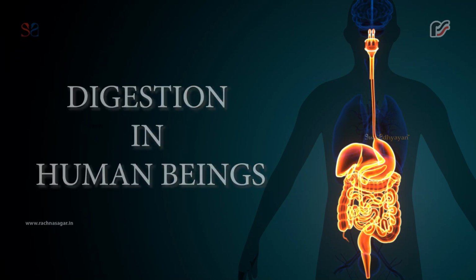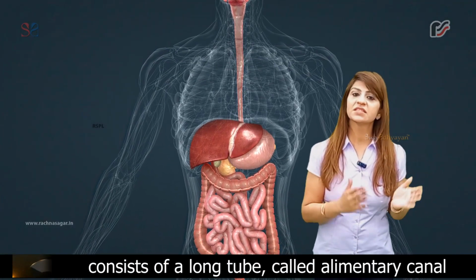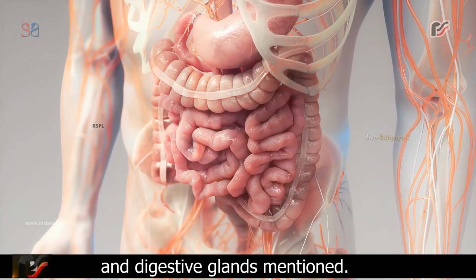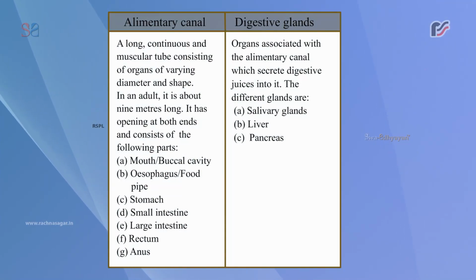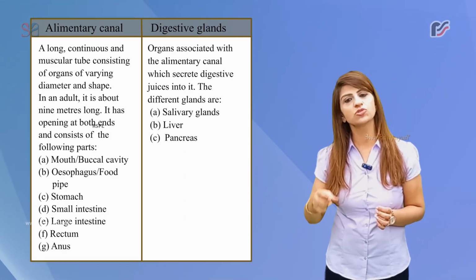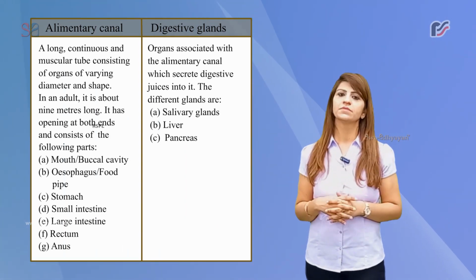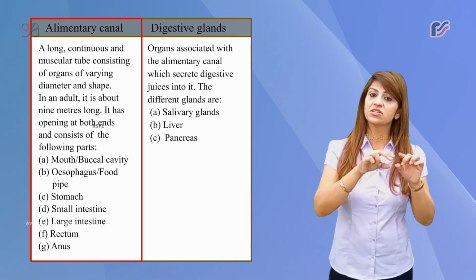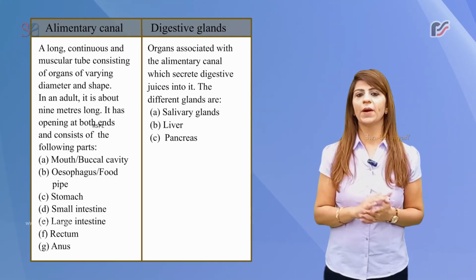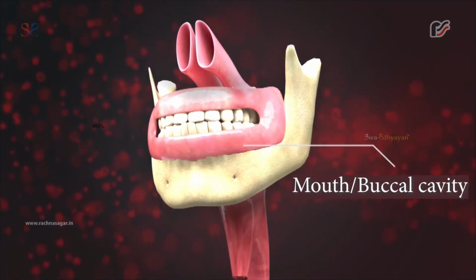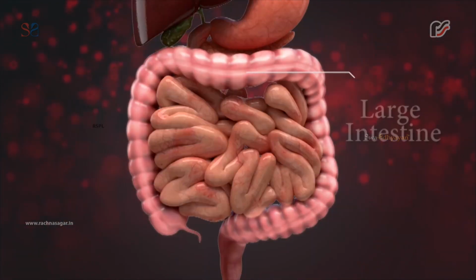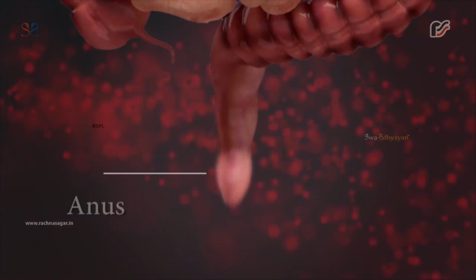Digestion in human beings. The digestive system of human beings consists of a long tube called the alimentary canal and digestive glands. Alimentary canal, a long, continuous and muscular tube consisting of organs of varying diameter and shape. In an adult, it is about 9 meters long. It has openings at both ends and consists of the following parts: mouth or buccal cavity, esophagus or food pipe, stomach, small intestine, large intestine, rectum, anus.